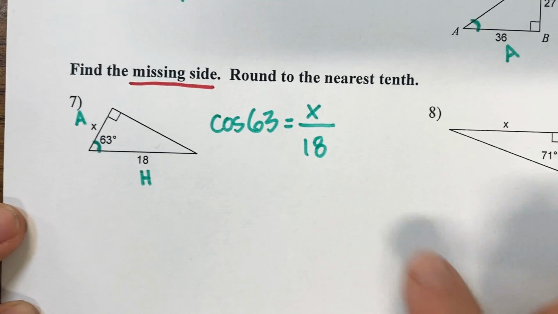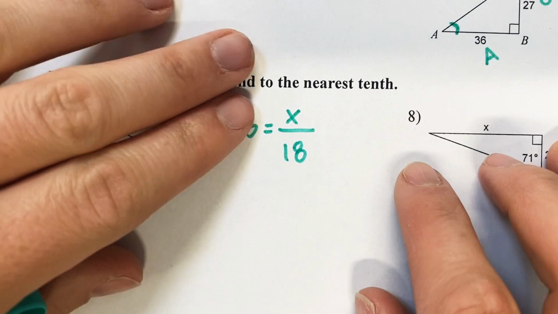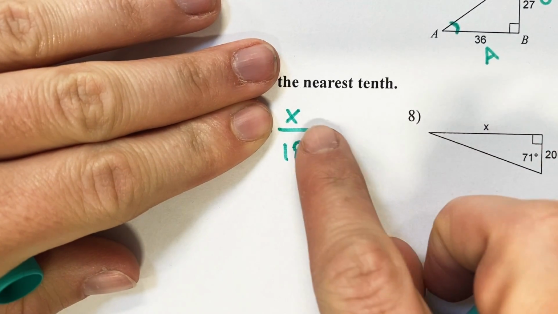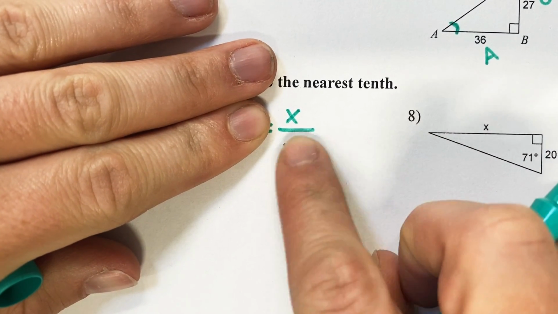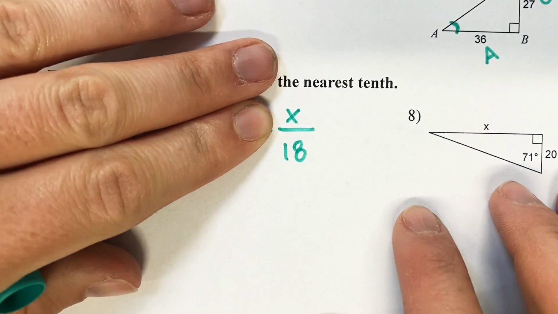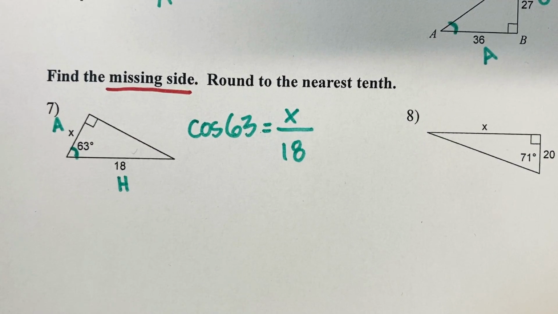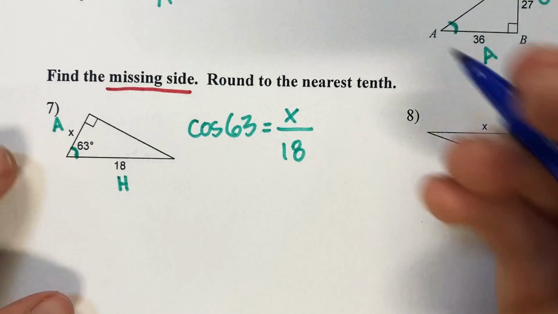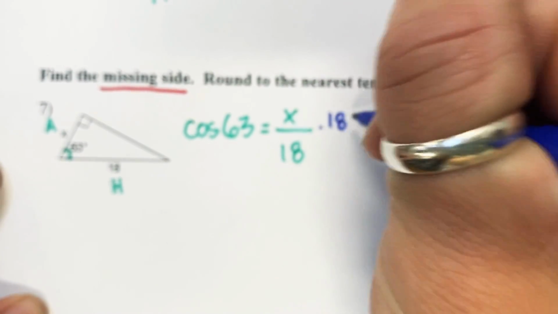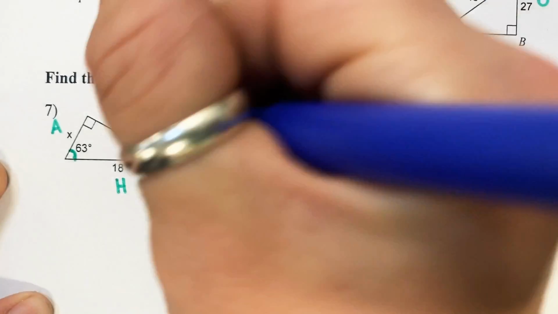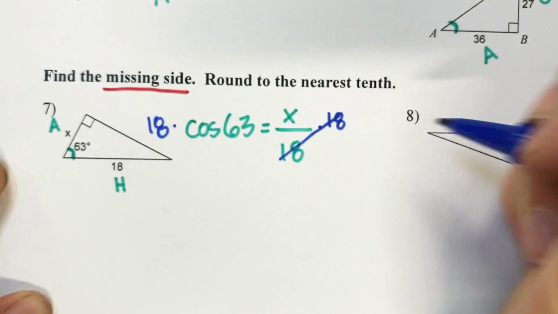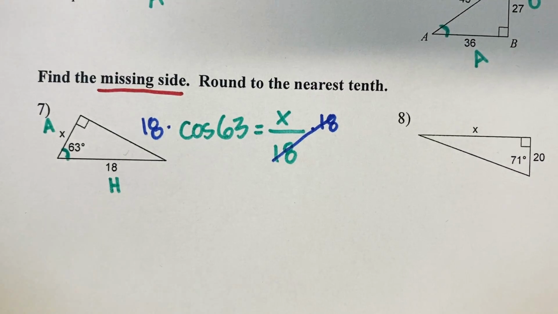Okay, well, we're trying to get x by itself. So, looking at this side, what is the opposite of divided by 18? How do I get rid of this divided by 18? We are going to multiply by 18. So we have to multiply 18 to both sides. And this is where your calculator comes in.